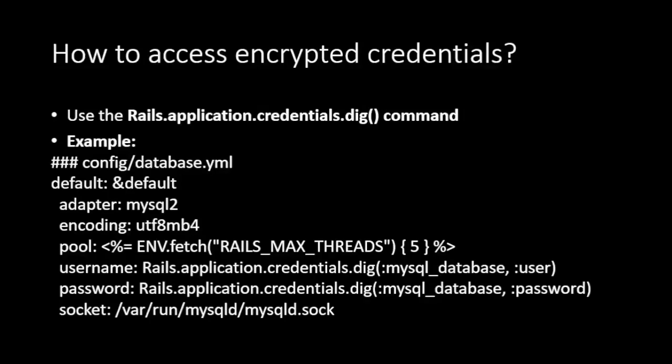Now that we know how to add credentials we wish to be encrypted to our Rails app, how do we access those encrypted credentials from our source code within the Rails app? We simply use the Rails.application.credentials.dig command. Here is our database.yml configuration file.